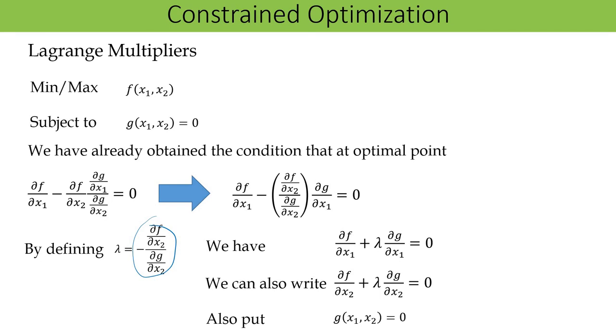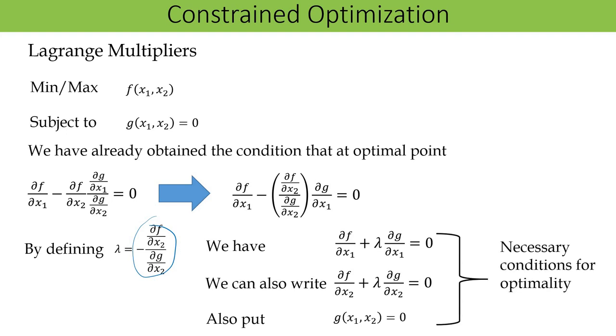Okay, so what we are doing basically, from the optimality criteria we are trying to derive this, we have derived these three equations, and these equations are the necessary condition for optimality. So basically I'm getting the necessary condition.